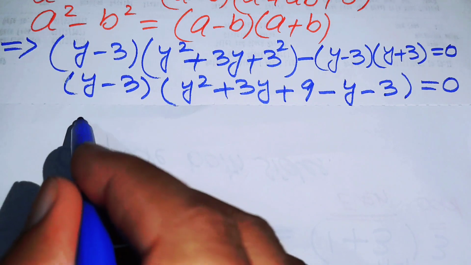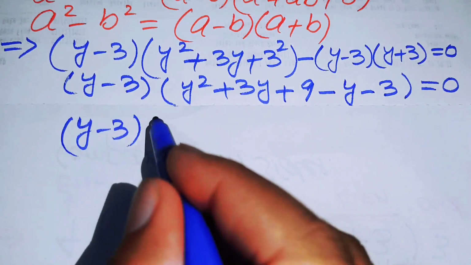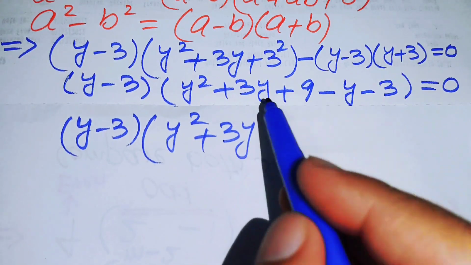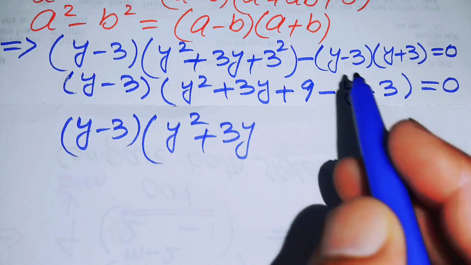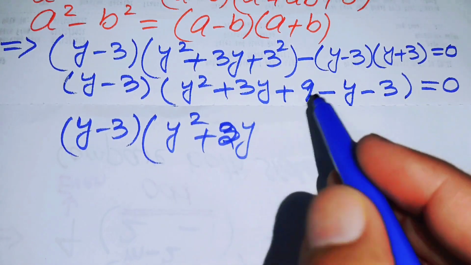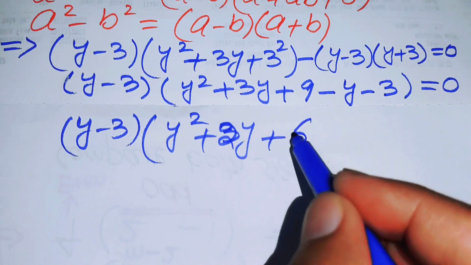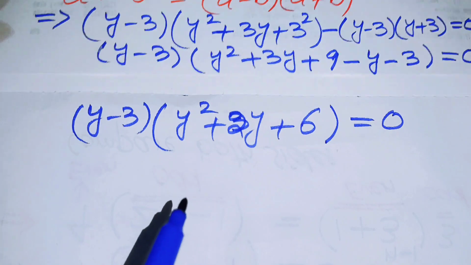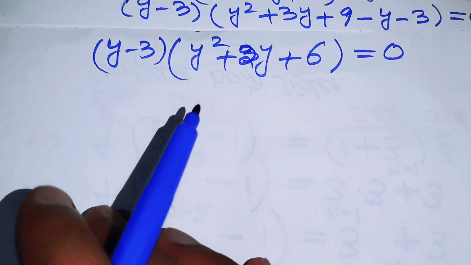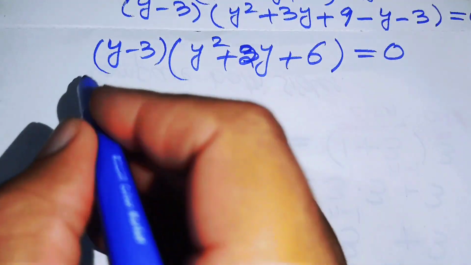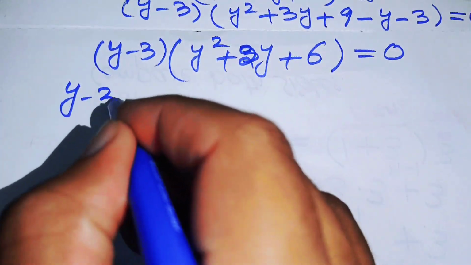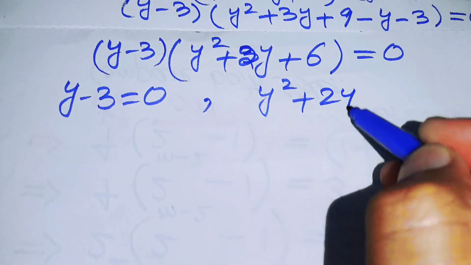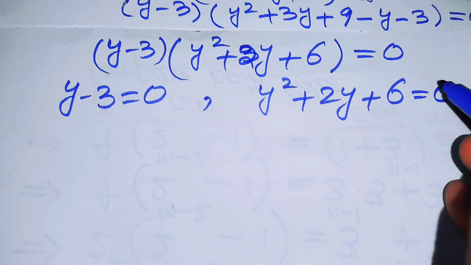So now we can simplify the terms, and you write (y - 3) times (y² + 3y, and here you have 3y - y, so it is equal to plus 2y, and 9 - 3 is equal to plus 6), and this whole is equal to 0. So now in the next step we can solve these two factors, and here we have two cases. The first case is we take y - 3 = 0, and the other case is we take y² + 2y + 6 = 0.